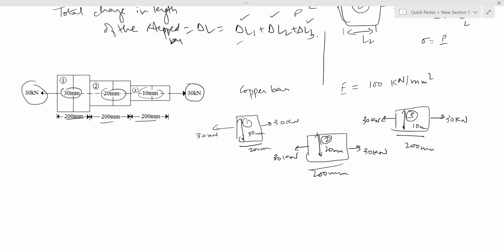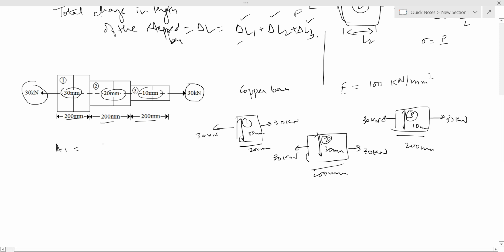Initially we will find out the area of each cross section. So A1 is pi by 4 d1 square, diameter is 30, so pi by 4 into 30 square equals 706.86 mm square. Similarly, we find the cross-sectional area A2 having diameter 20 mm and it is 314.16 mm square, and finally A3 having a diameter of 10 mm is 78.54 mm square.